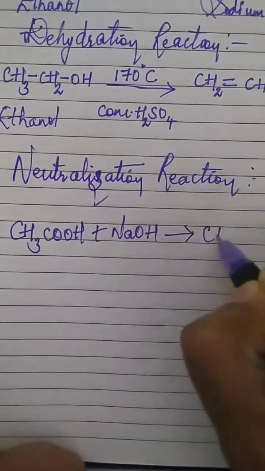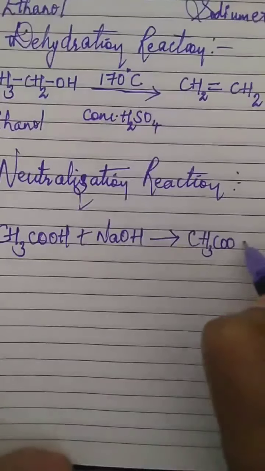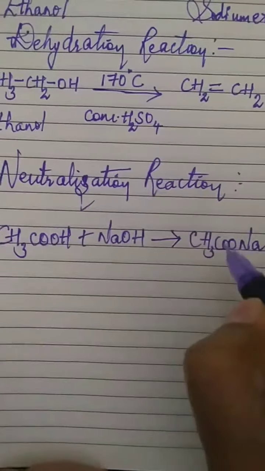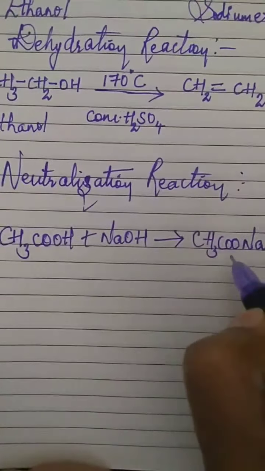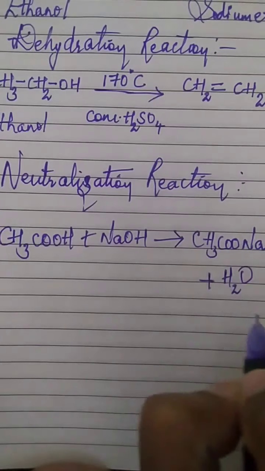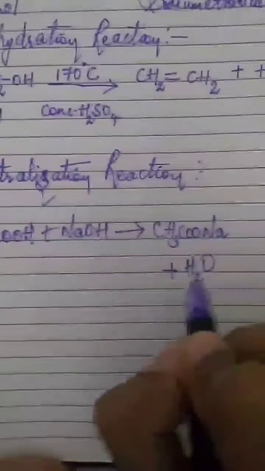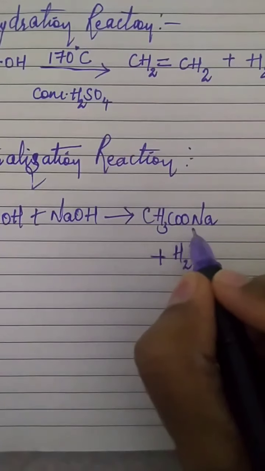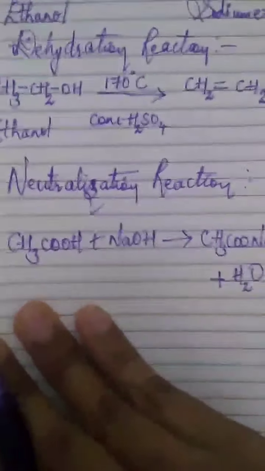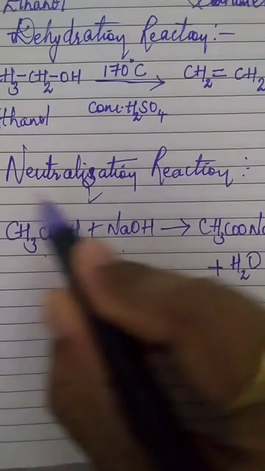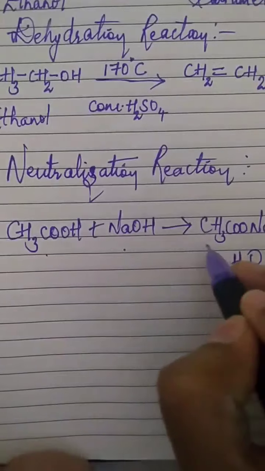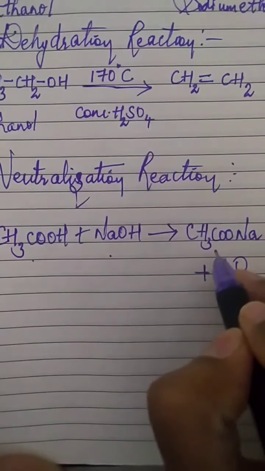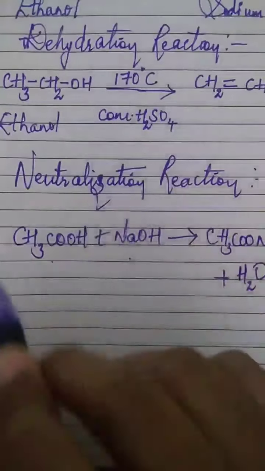Gives CH3COONa plus H2O. So this is salt and water. Neutralization reaction. The product which is formed, CH3COONa, is sodium ethanoate. Sodium ethanoate. Here you just remember that acid and base, so neutralization reaction. They will not ask you the name of the product, but remember it as sodium ethanoate. This is a neutralization reaction.